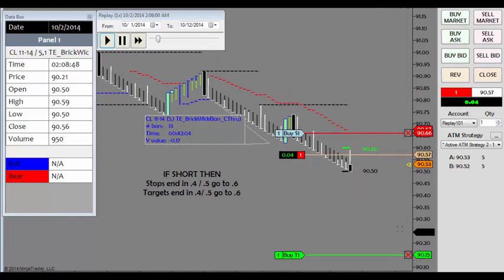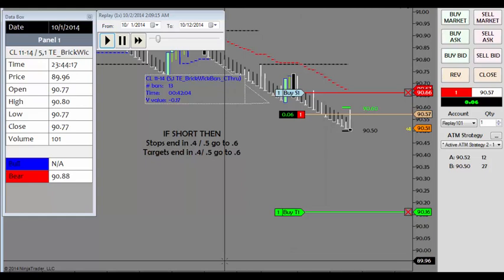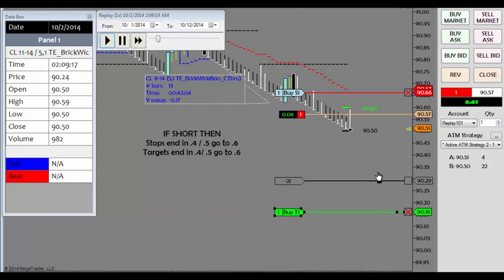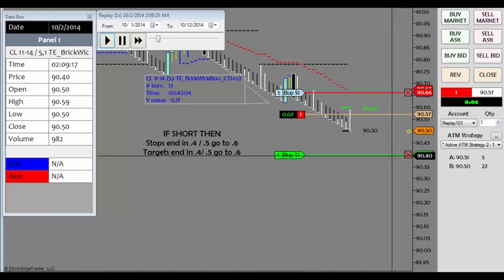Our profit target down here is at 90.15. If short and my stop ends in a 4 or 5, round up; we've already taken care of that. If short, then targets that end in 4 or 5 also round up to 6. So I would move that up to 90.16. Now again, I'm going to go ahead and pull this up. We can take a look. If a target ends in a 0 and I'm short, I always round up to 1.